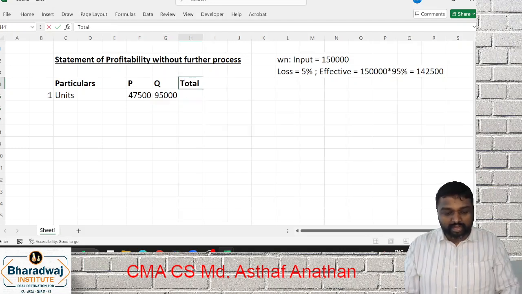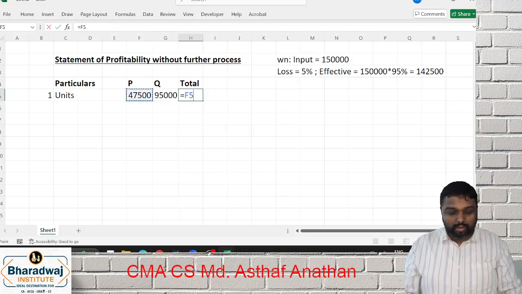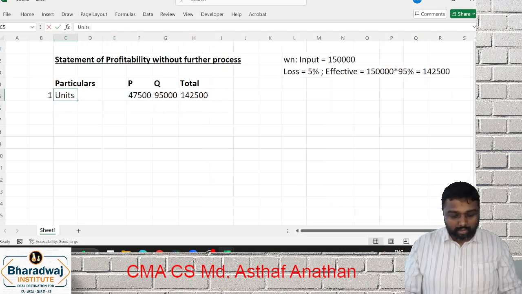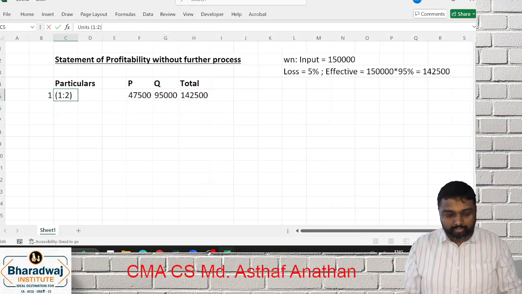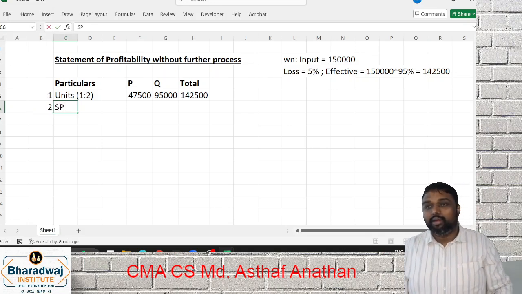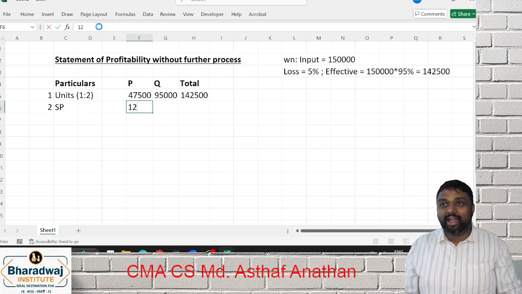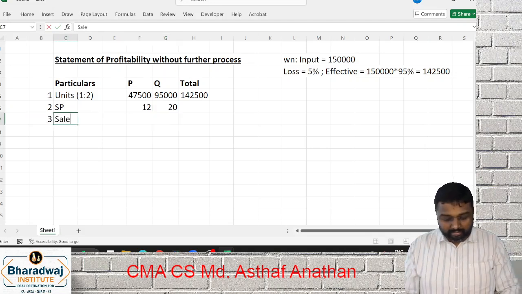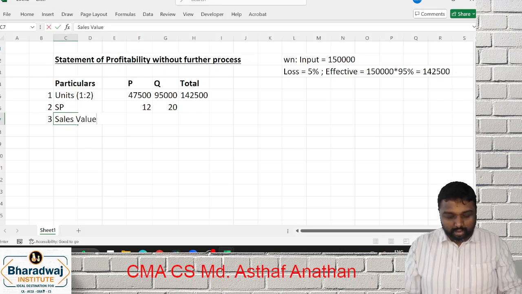Yes or no, friends? Now if you want a working note, you can just put 1:2. What is the selling price? Selling price is 12 and 20. So what is the sales value? Your sales value, 1 into 2.